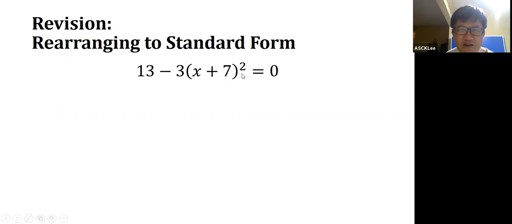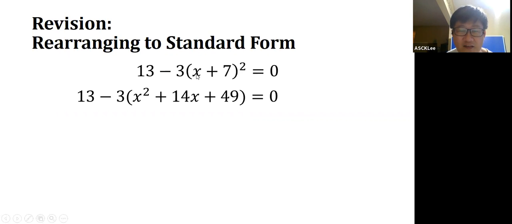squared. Again, every time you see this, you can only transform this to standard form if you expand this. And that's what I've done here. I've expanded x plus 7 squared to x squared plus 14x plus 49. This comes from an expansion of x plus 7 squared. And after this, you know what?